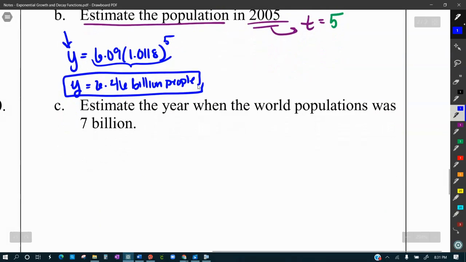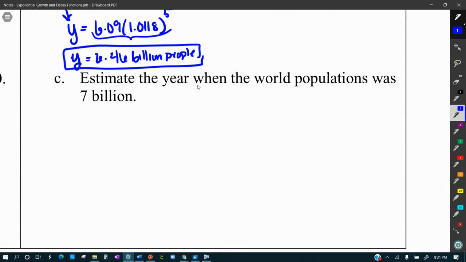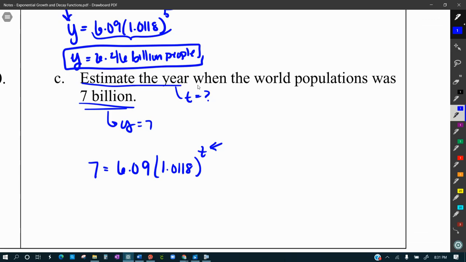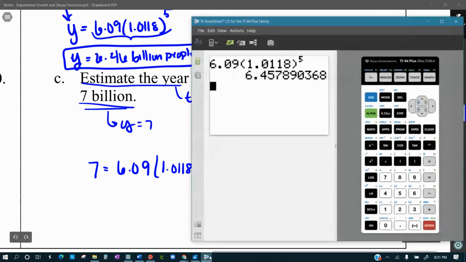Letter C, estimate the year when the world population was 7 billion. So this is very similar to the question we had earlier. Estimate the year means I don't know the t. I don't know time, but I do know that the population was 7 billion. So if I plug in my 7 equals 6.09 times 1.0118 to the t. This is, again, our variable that I don't know how to solve for yet, so we need to graph in order to figure this one out.